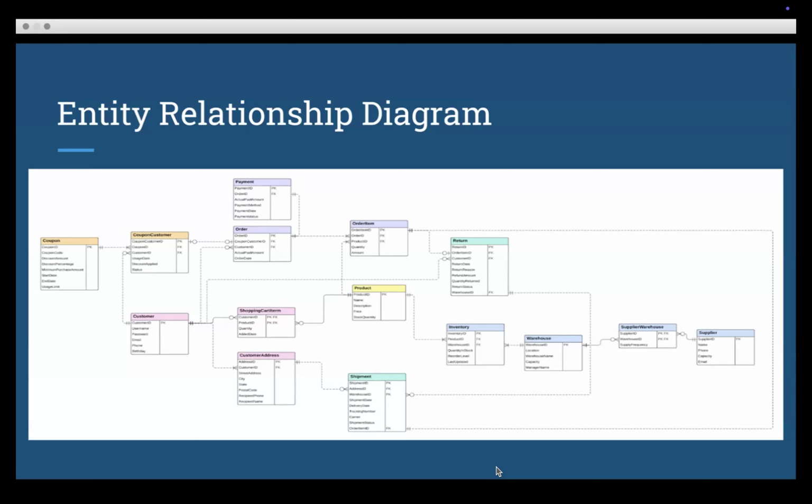Warehouse is parent entity for inventory and return. Warehouse connects to supplier warehouse in a non-identifying relationship with suppliers. It's flexible to update supply chain information. Coupon customer represents an identifying relationship between coupons and customers, tracking discount usage. That's all the information about the ERD for our database design. Next slide.